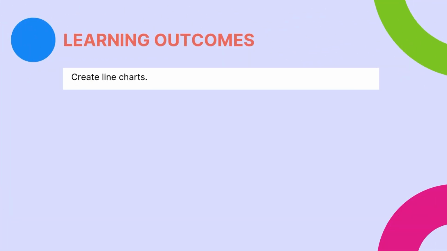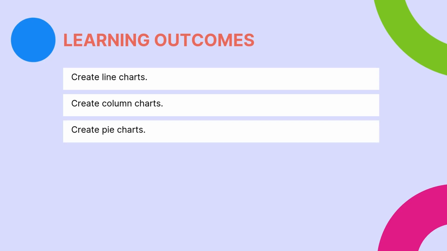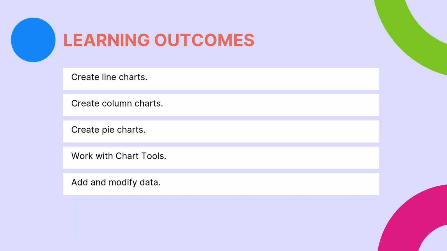That's a wrap on Module 7. We've learned how to create line charts to visualize growth over time, create column charts to represent the number of vaccines administered, create pie charts to show the proportion of vaccinations completed versus remaining, work with the chart tools to customize and format your charts, add and modify data within your charts, and move charts to other worksheets for better organization.